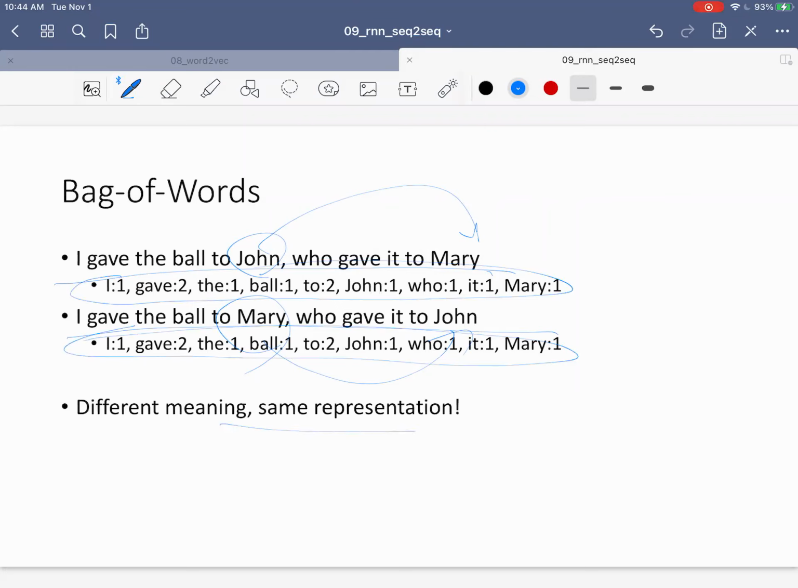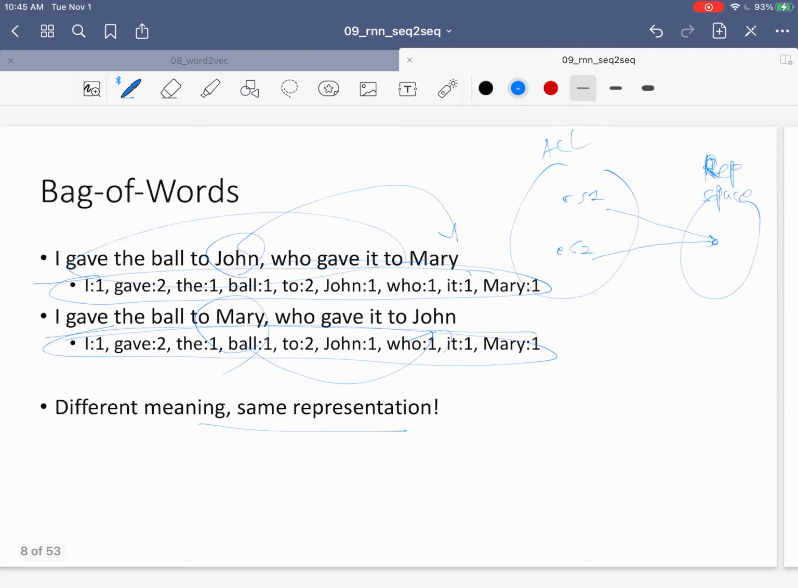So different meaning, same representation, which means that this method of representing text or sentences is not the most optimal way to do it, because clearly these are two different sentences. There's sentence one and sentence two, and this is the space of all English sentences. This is the representation space. They are mapped to the exact same place. Not a good idea, right? So we need something better.